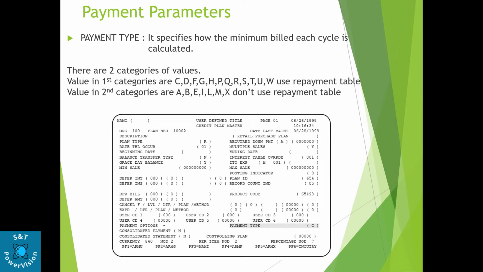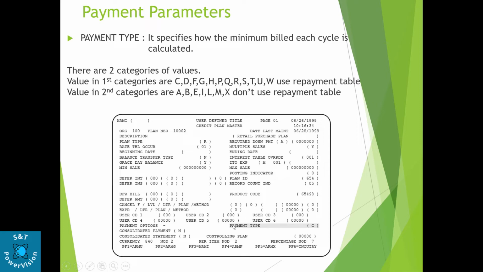First, payment type. It specifies how the minimum billed each cycle is calculated. There are two categories of values. Values in the first category are C, D, F, G, H, P, Q, R, S, T, U, and W. They use the repayment table. Values in the second category are A, B, E, I, L, M, X. They don't use the repayment table.